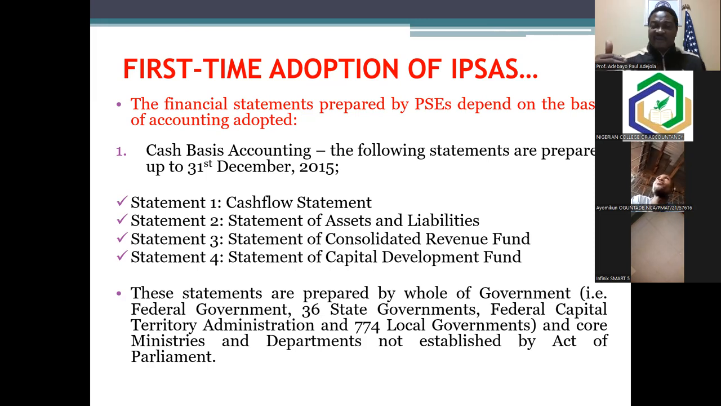Ladies and gentlemen, let me reemphasize. When you say a public sector entity is preparing financial statements on cash basis, what we are saying is they prepare four statements. Statement one, statement two, statement three, and statement four, as you can see on the screen. But on adoption of IPSAS Accrual for the first time, I said this earlier, all these statements prepared by all tiers of government, that is the 36 state governments, Federal Capital Territory Administration, and 774 local governments, and core ministries and departments not established by Act of Parliament, are expected to be converted to what? Opening statement of financial position.